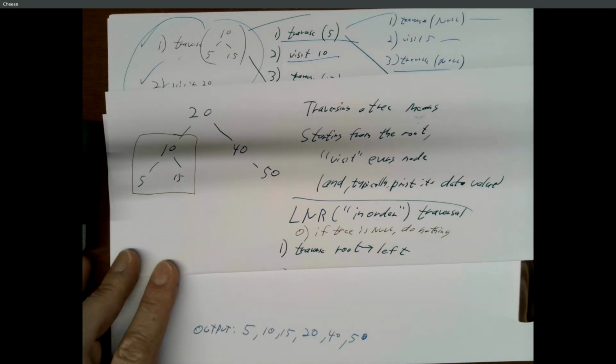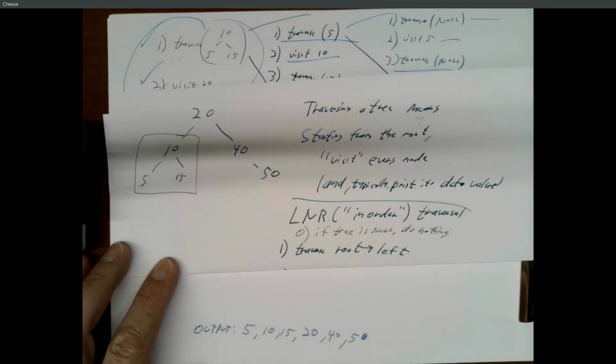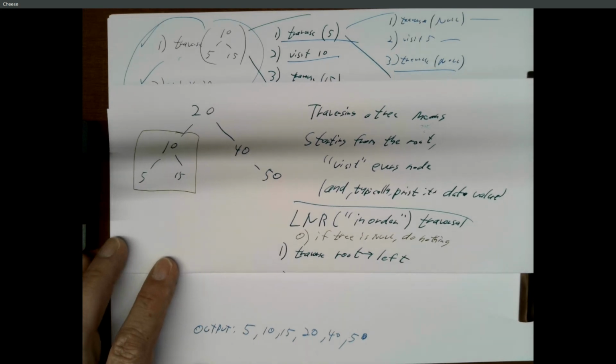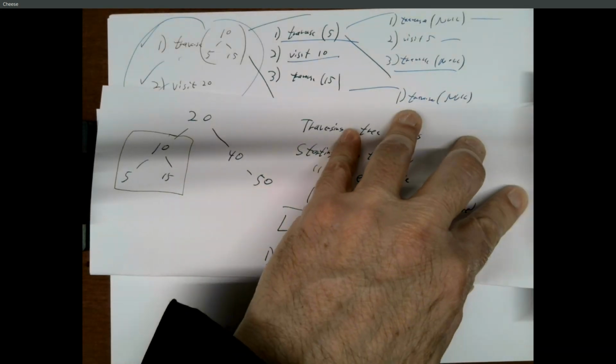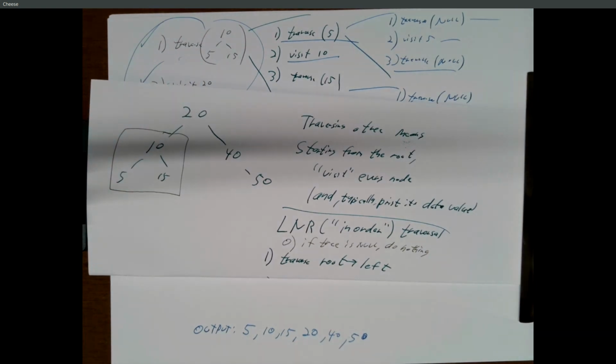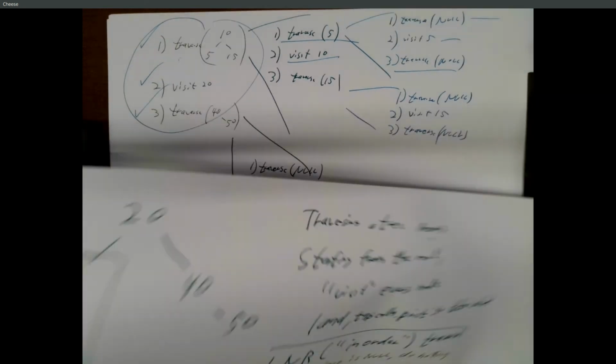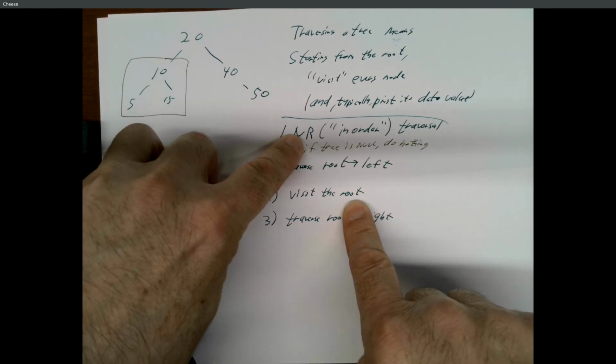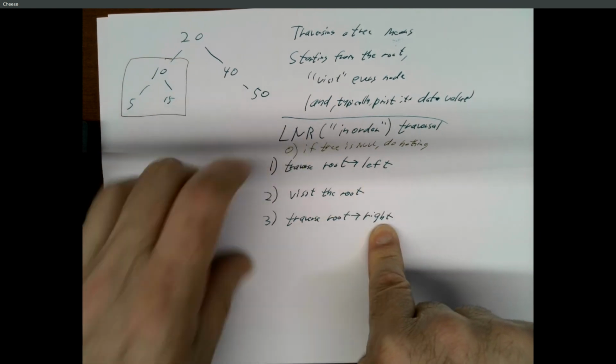So if you do this LNR in-order traversal on a binary search tree, you should end up visiting the nodes in increasing order of their data value. That's why it's called in order. Well, that's one reason. So if you build a binary search tree, we can pull our data out in sorted order by doing this LNR traversal. And it's called LNR because the algorithm is first go to the left, that's the L, then visit the root node, that's the N, then go to the right, that's the R.